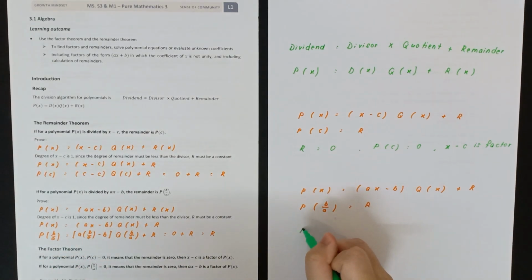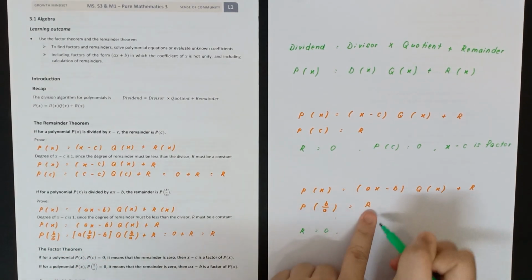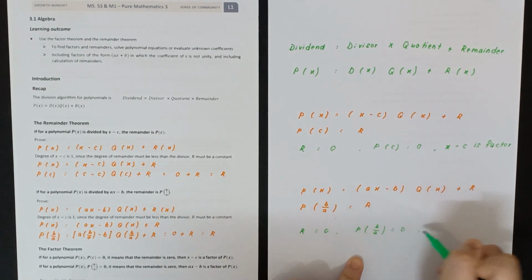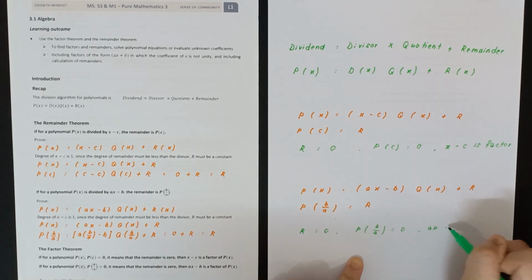Same thing, if here your r is 0, meaning that your P of b over a is 0, right? So what does that mean? It means that your ax minus b is basically a factor.